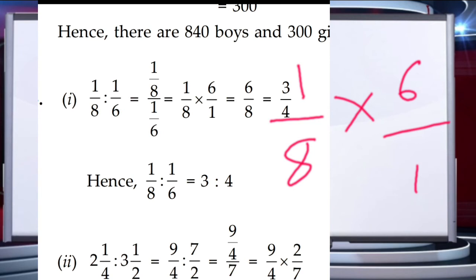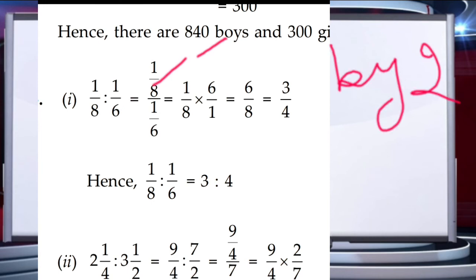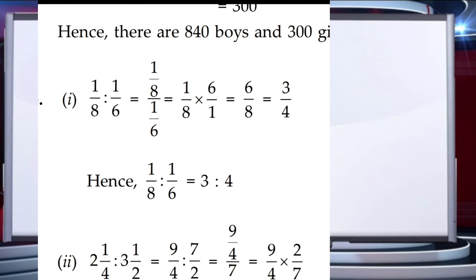So it will be 1 upon 8 multiplied by 1 upon 6, which will now become 6 upon 1. When you change division to multiplication, you have to take the reciprocal. So it will become 6 by 1. Now you can cancel here also: 2 3s are 6 and 2 4s are 8. So our answer is 3 ratio 4.